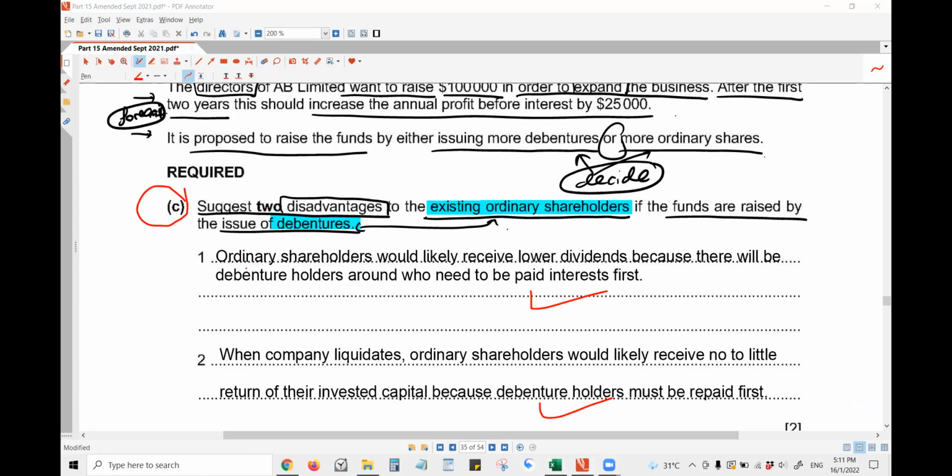Liquidity is different from the word liquidates. Liquidity, we will talk about it in the next chapter, chapter 16. But the word liquidates here means company closing down. Liquidates means company closing down.